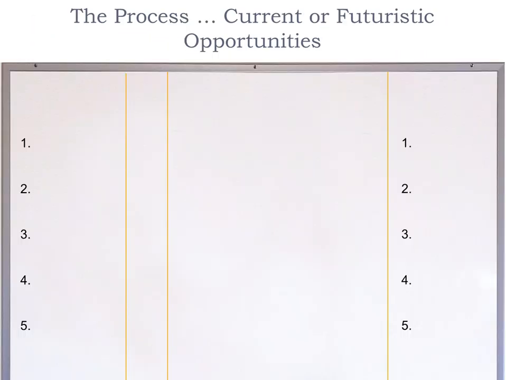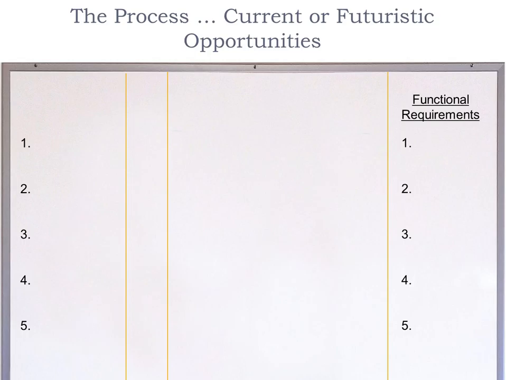First of all, what you're looking at is a whiteboard, and it's divided into very specific columns. And so the process could be for a current job or could even be for futuristic opportunities. The first thing that you're going to want to do is talk about the functional requirements. So let's take a hypothetical example of an employee who wants to become a supervisor or manager.